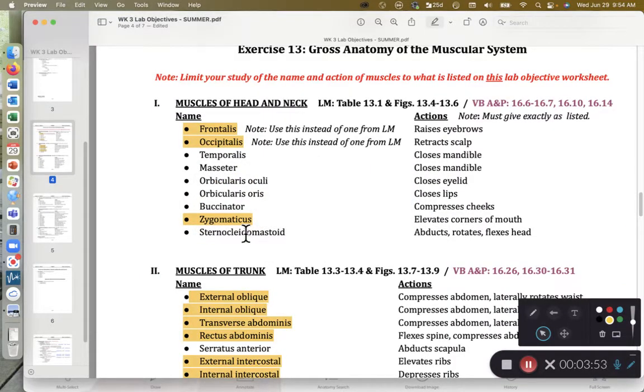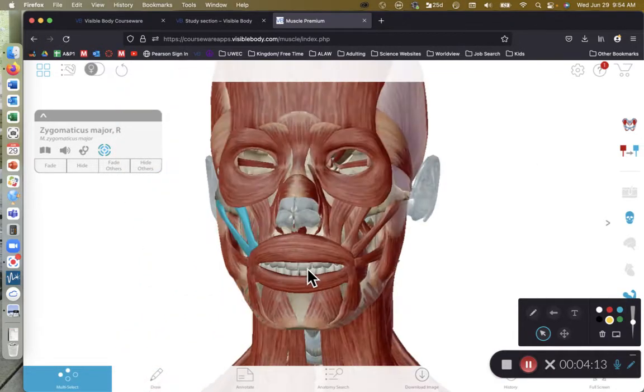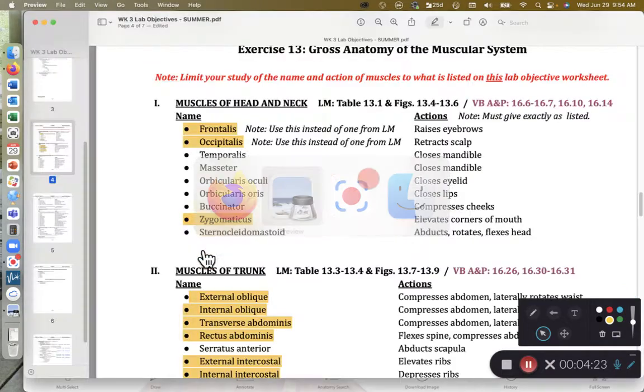We also have the zygomaticus. On your lab objective sheet, we have the zygomaticus listed as one muscle. In Visible Body, it's going to be two separate muscles. We have zygomaticus major and zygomaticus minor. So if you see them both highlighted, I want you to just give me zygomaticus as an answer. Or if just one of them is highlighted, probably the major because it's the bigger one, just give me zygomaticus for the answer on your lab exam.